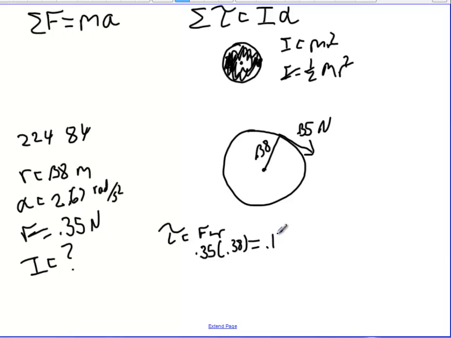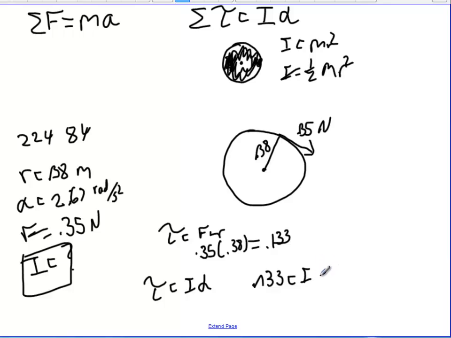Now that is not the answer to the question. The question said find I. The only equation I know that has I in it is torque equals I alpha. Since we were given alpha and I can find torque, now I can find my moment of inertia. So my torque, which is 0.133, equals I times its angular acceleration, which we were given, is 2.67. Then I divide both sides by 2.67, and I get 0.0498.